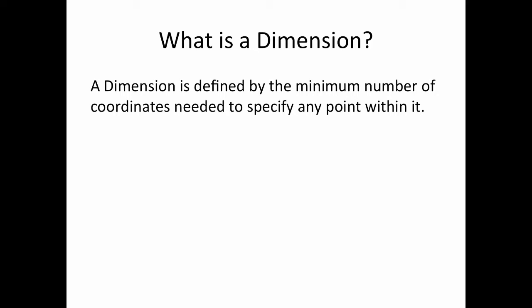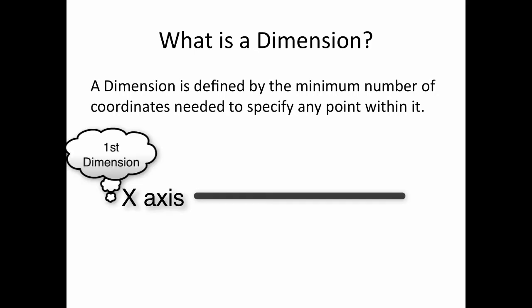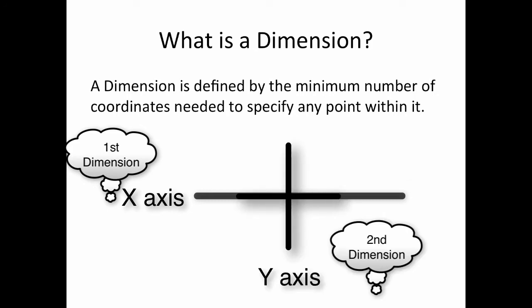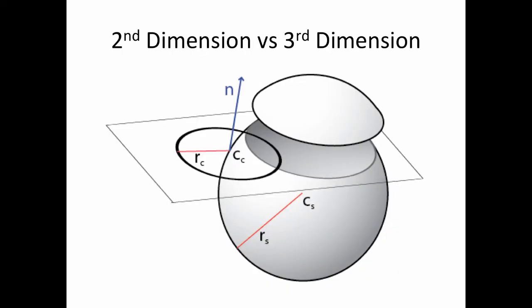A dimension is defined by the minimum number of coordinates. So say we have an x-coordinate. There's your x-coordinate. That's the first dimension, which means points and lines. Then the second dimension has both an x-axis and a y-axis. Cool. Now you can make a circle. And if you really want to get wild, you have an x-axis, a y-axis, and then a z-axis, and you can have a sphere. Cool, check it out.